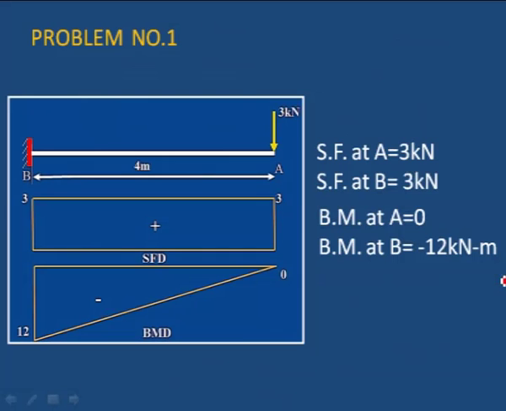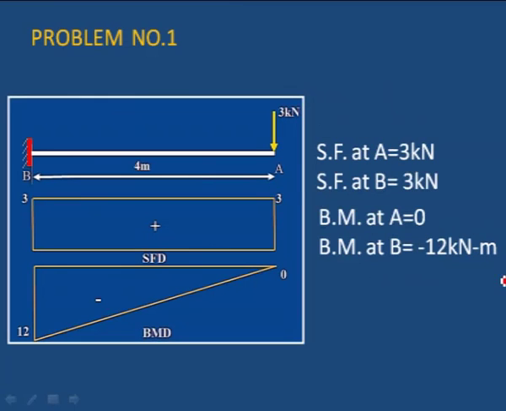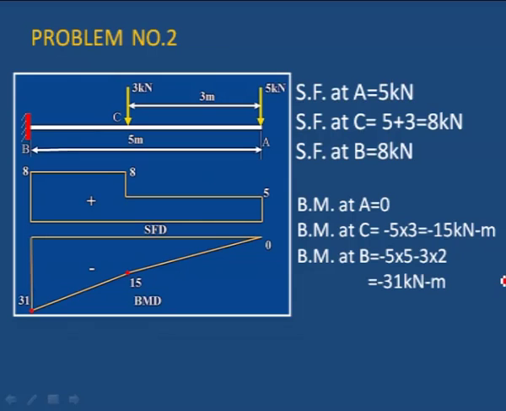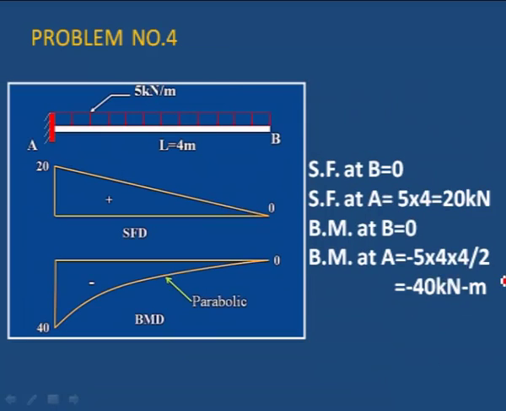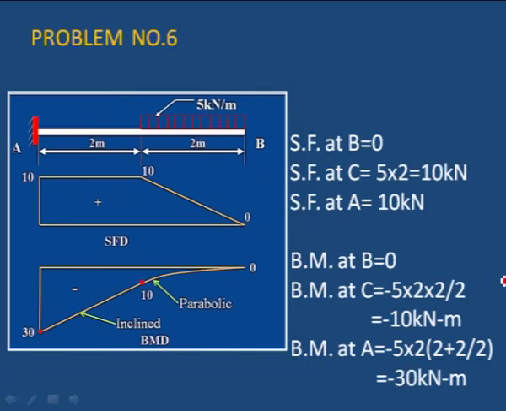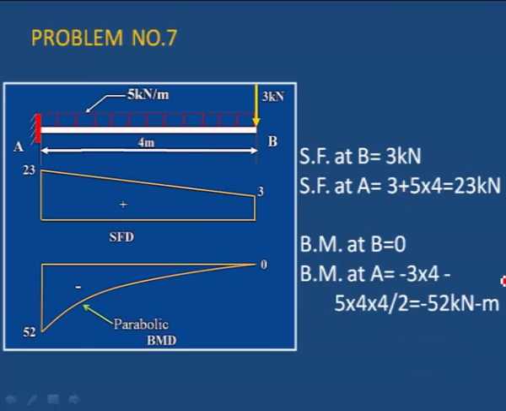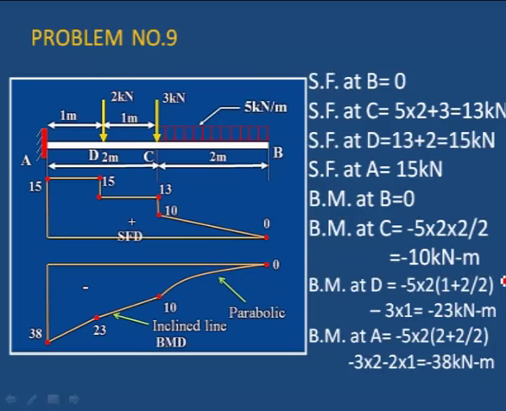Okay, this is what we have studied. Problem number 1 was with only a point load. Second is 2 point loads. Problem number 3 is 3 point loads. Problem number 4 is a uniformly distributed load. Problem number 5 is a half uniformly distributed load and 1 point load. Problem number 6 is a uniformly distributed load on the right side, and then a point load with a uniformly distributed load. Problem 8 is 2 point loads and 1 uniformly distributed load, and here again the UDL is shifted. These are the 9 problems we have discussed in this session.